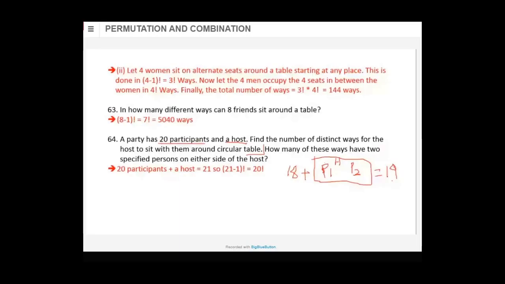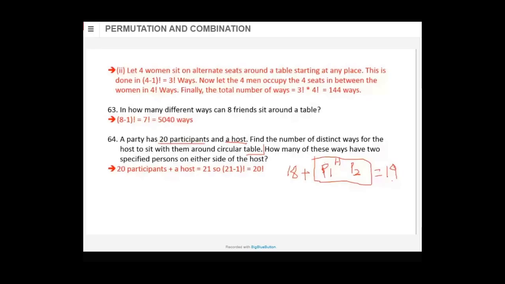खत्म नहीं हुआ आंसर. 18 फैक्टोरियल फर्स्ट. ये तो समझे 18 फैक्टोरियल कहां से आ गया? 18 फैक्टोरियल: group of 3, host, particular person 1, particular person 2. So group of this 3 is 1 and plus 18 separate people. So 18 plus 1 group, so 19. 19 you want to arrange in a circular way, so that will be 18 factorial.